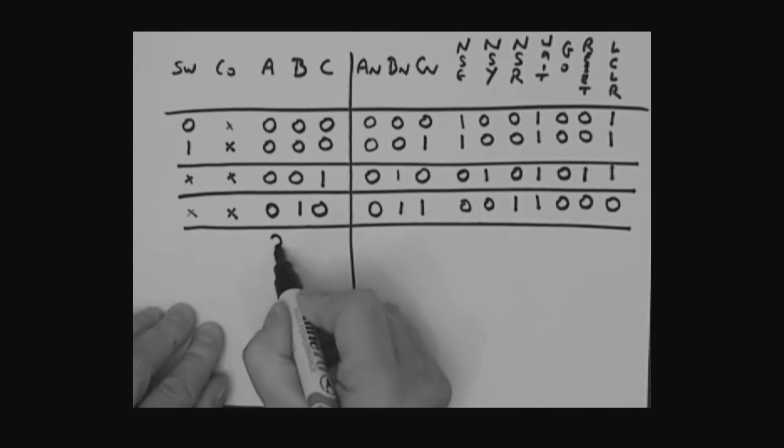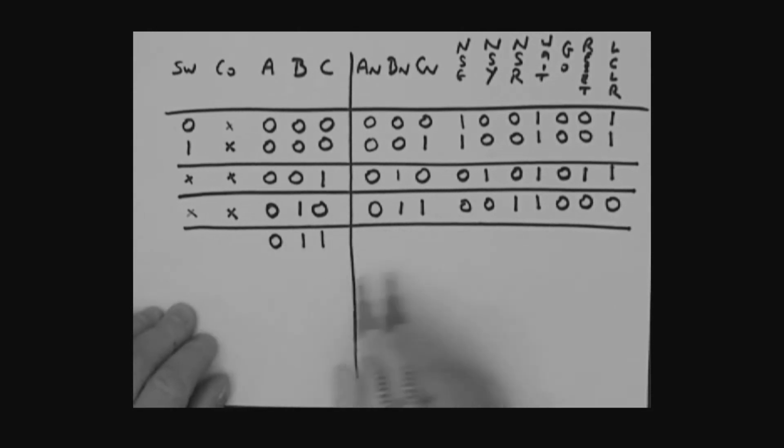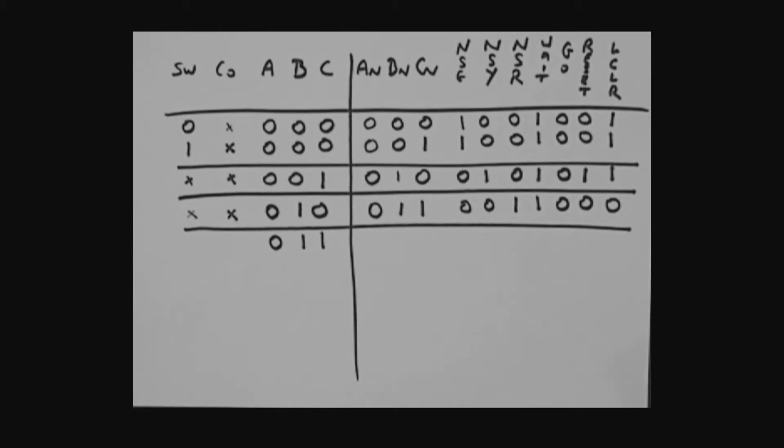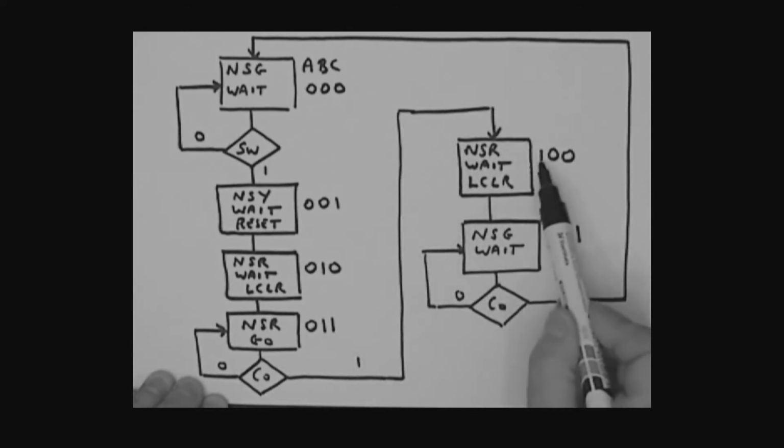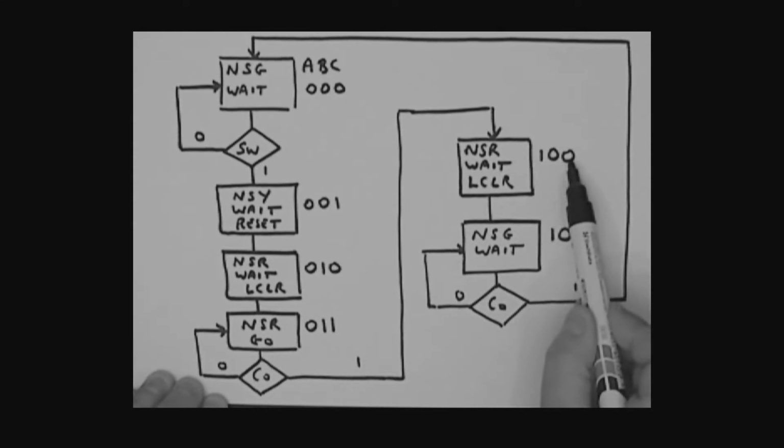Okay, if I'm in the 011 state, now let's have a look at what's going on. Here I am in the 011 state. Okay, I need to generate north-south red and go. All right, that's what I need to generate. And basically, I am looking at the carry-out. If the carry-out is a 0, I stay in the same state. Otherwise, if the carry-out is a 1 on the next system clock edge, I will move to the 100 state. Okay, just be sure that you're clear on that.